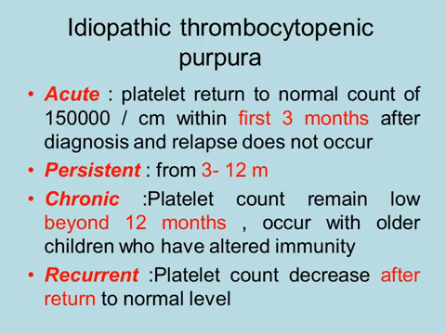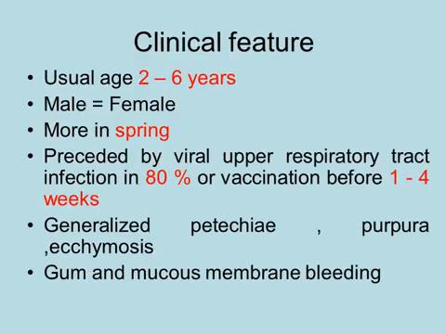We can classify it into acute, where the platelet return to normal count of 150,000 per cubic millimeter within the first 3 months after diagnosis, and relapse does not occur. Persistent from 3 to 12 months. Chronic, where the platelet count remain low beyond 12 months, and usually this is noticed with older children who have altered immunity. Recurrent, the platelet count decrease after return to normal level.